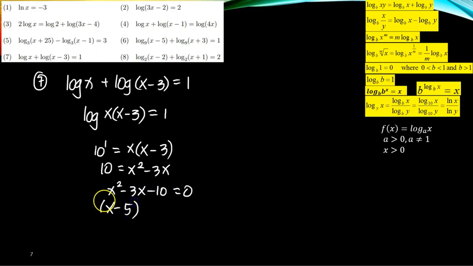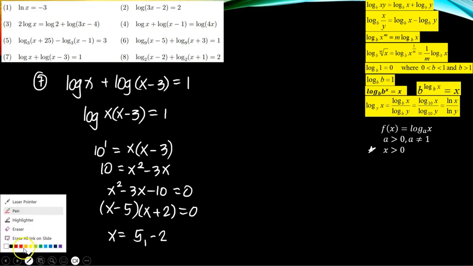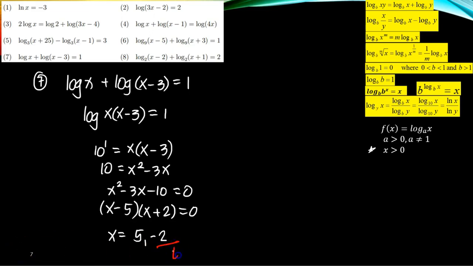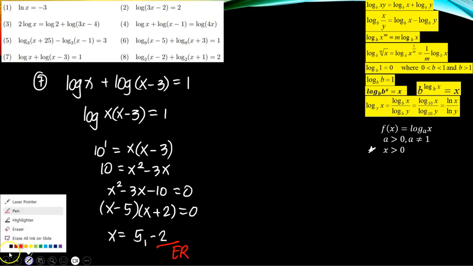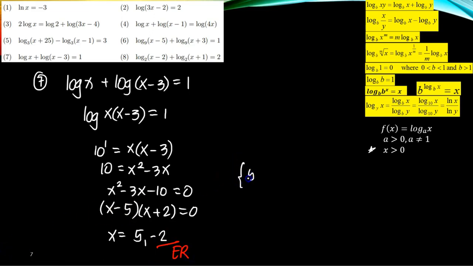This becomes x minus 5 and x plus 2 is 0. Either your x is 5 or negative 2. Now let's look back. 5, that would be okay. 5 minus 3 is positive. That's okay. Negative 2. Logarithm of negative 2 is already not acceptable because here x should be greater than 0. So again, this one is an extraneous root. The only answer for this would be 5.